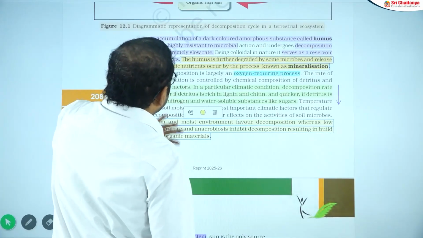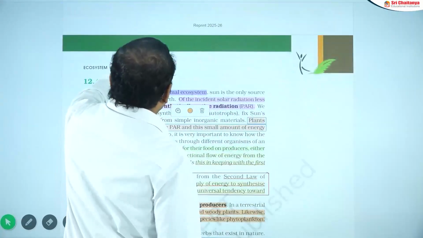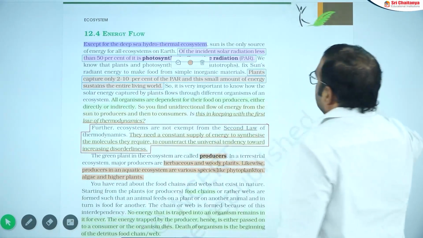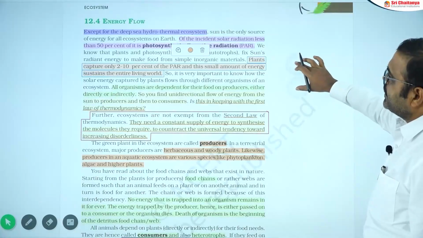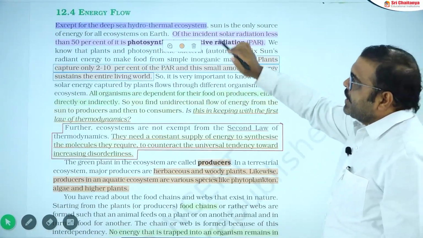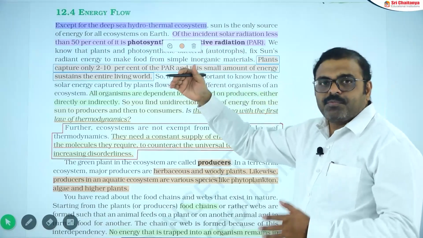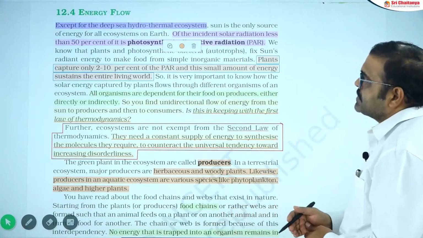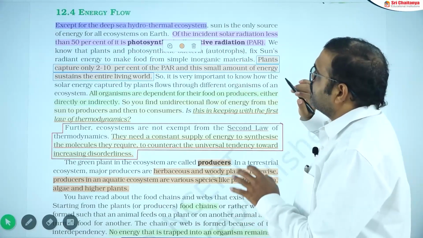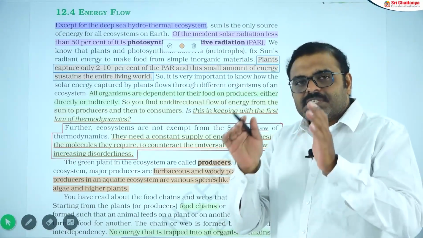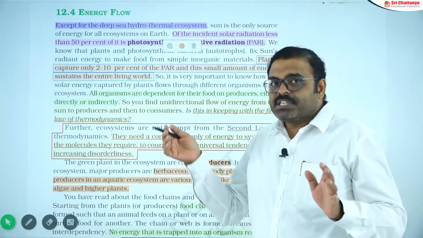In the case of energy flow, you need to know the energy flow system, which explains some important points. Energy flow means energy moving from one trophic level to another. For understanding this, except for the deep sea hydrothermal ecosystem, all the remaining ecosystems depend on the sun only. So what is this exemption?